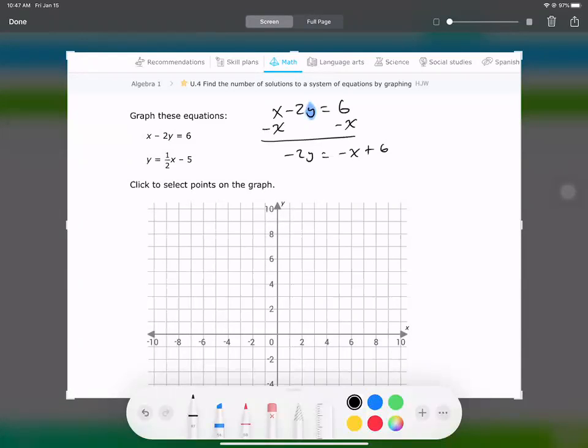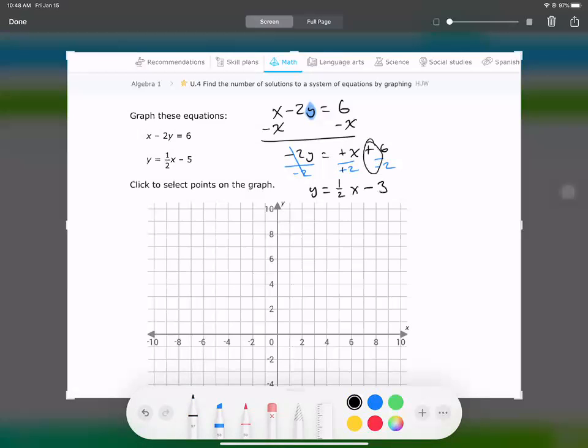Let's get rid of the 2. We're going to divide by negative 2 on both sides. I'm going to divide everyone by negative 2. Negative 2 divided by negative 2 is 1. That cancels out. We have a negative become a positive, 1 over 2x, invisible 1 on top. And positive divided by negative is a negative. And 6 divided by 2 is 3.